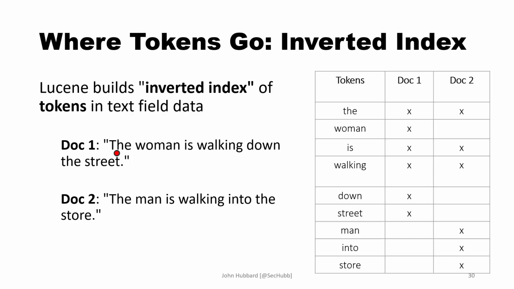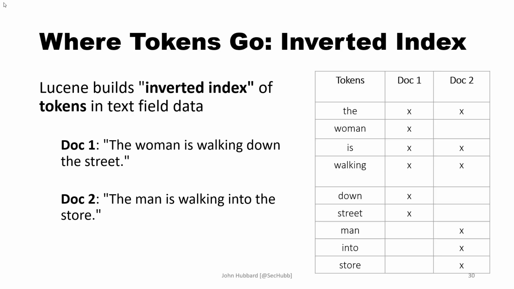And in this case, I'm just going to use 2 sentences to explain this because URLs would be painful. So we have sentence 1, the woman is walking down the street. And 2, the man is walking into the store. We type these as text. What Lucene is doing is breaking them up into these tokens, and it's putting them in this format. What are all the tokens that are possible in all of my documents, and then a list of all of the documents with an X mark if it appears in that document.